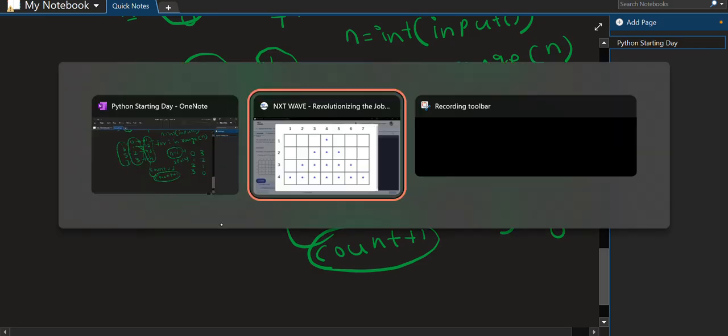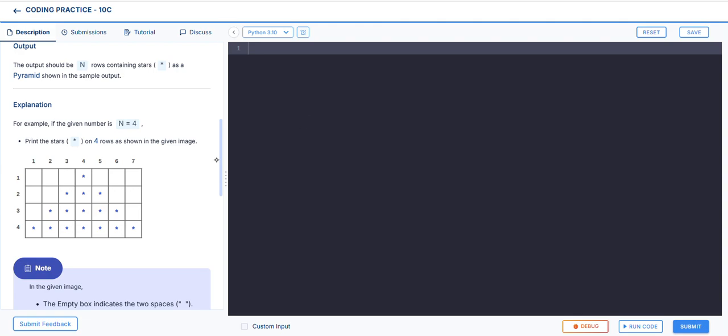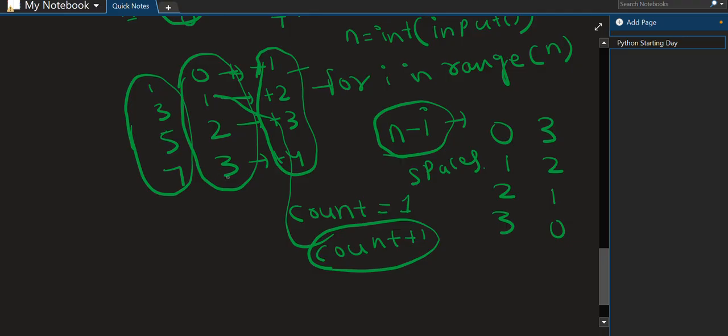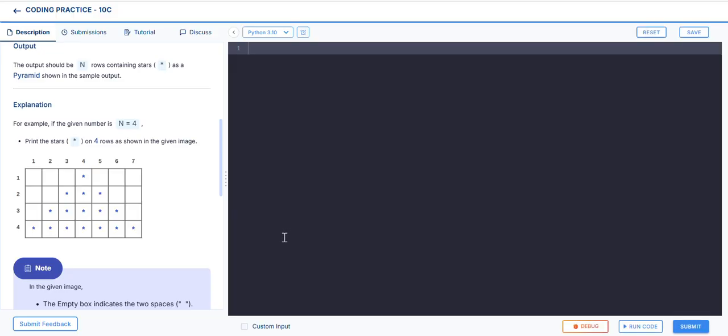If you see this pattern, there will be space between every star. After every star there will be a space. That's why you include star space. This will be considered as 1 star. Then do it in the code program.